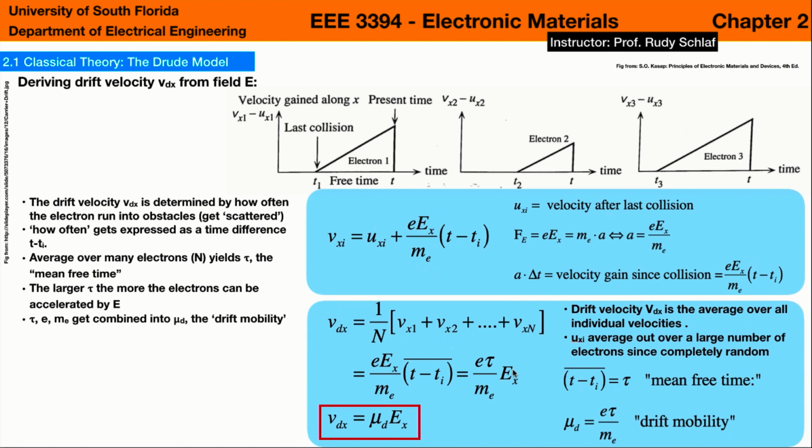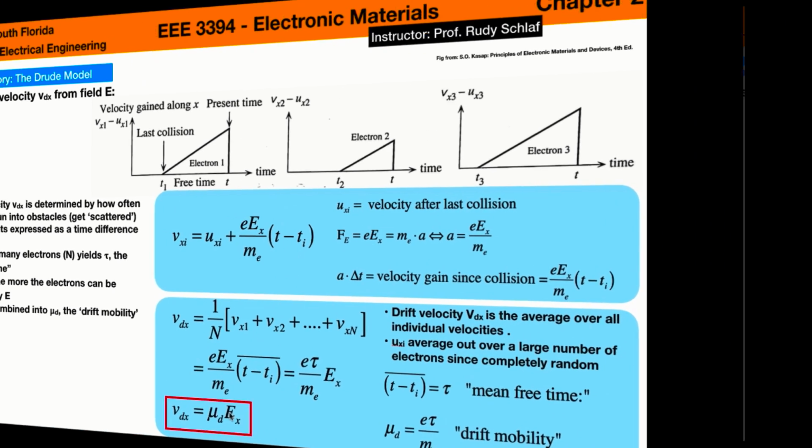And so we can say that the drift velocity is just a material dependent constant that depends on the mean free time multiplied by the electrical field. And so this constant here, which is just the electron charge, electron mass, and the mean free time, that is called the drift mobility. And so we get this nice and compact formula for the drift velocity, which is just mobility times the electrical field.